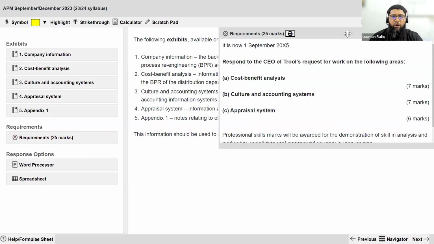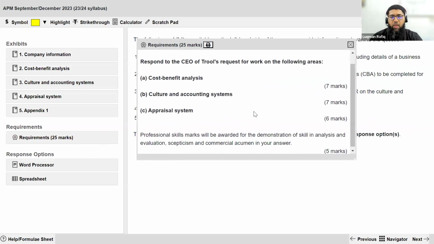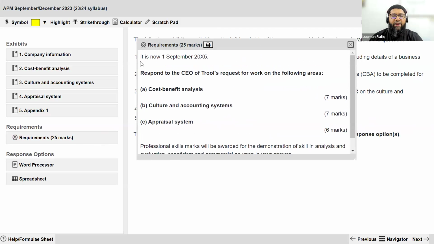Now, if I talk about the requirements of the question, one of the requirements is that it is now 1st of September 2005. Respond to the CEO of Trool's request for work on the following areas: cost benefit analysis, culture and accounting system, appraisal system.